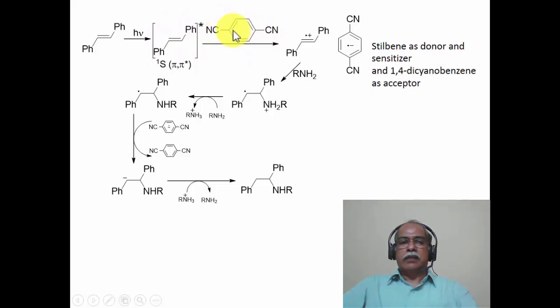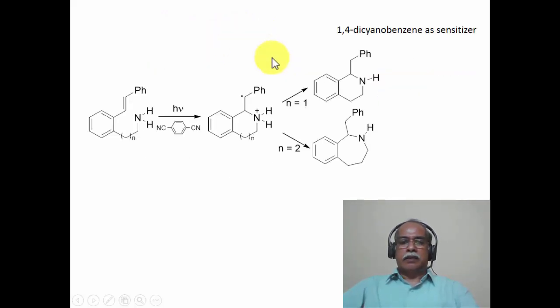In this reaction, the dicyanobenzene itself can be used as an acceptor, as a sensitizer, for example. In other words, this is photolysed. Initially, the wavelength corresponds to the photolysis of dicyanobenzene, which accepts an electron from the amine, for example, to produce the corresponding cation radical species. That mechanism is explained in this particular case.